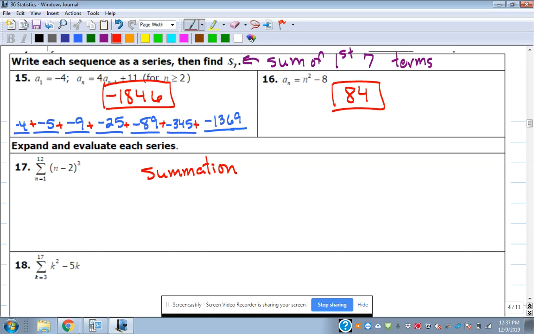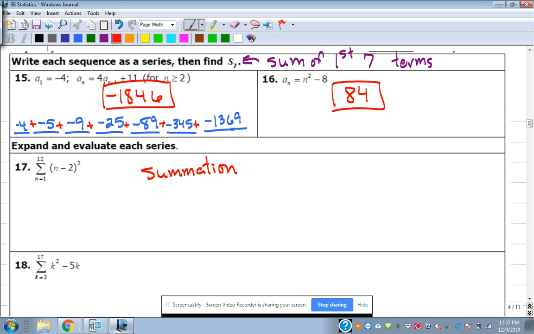So if you don't have a calculator, what you've got to do is plug in a 1, work this out, get that number, write it down. Plug in a 2, work that out, write that down. Plug in a 3, and so on until you get to 12. And then add all those numbers up.